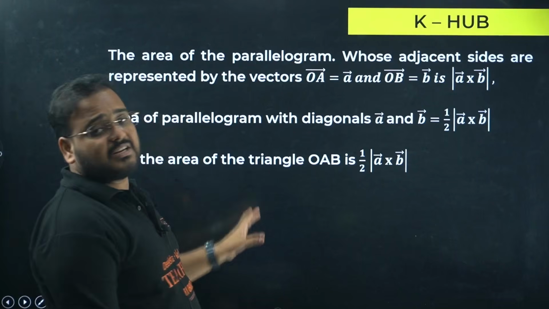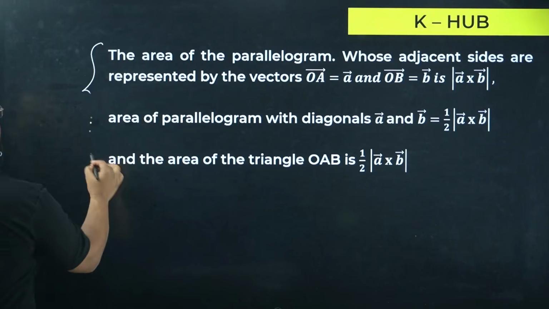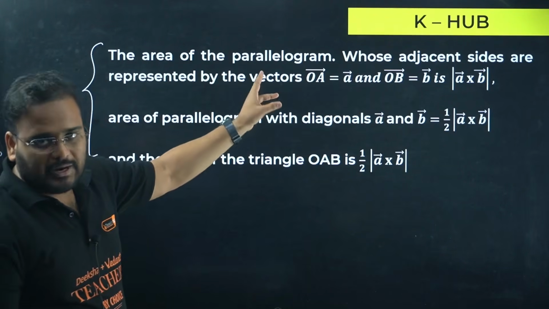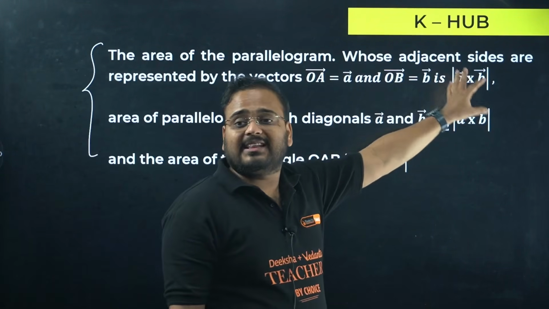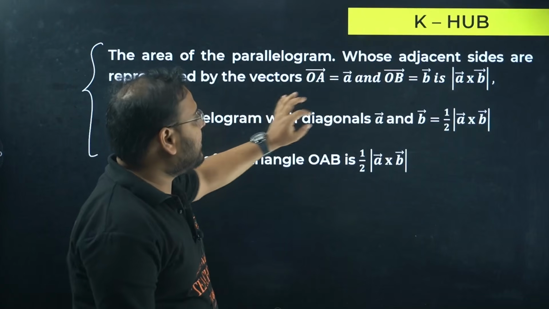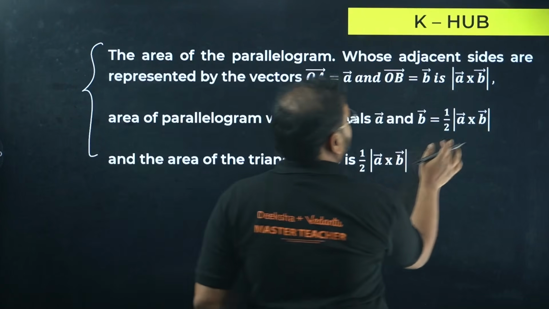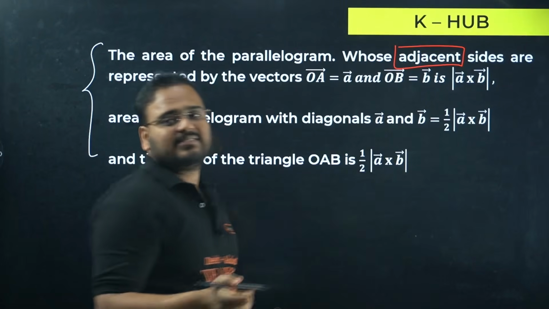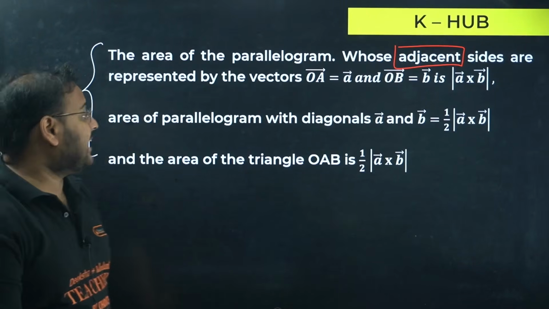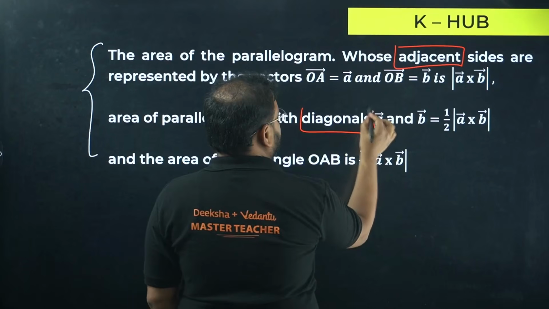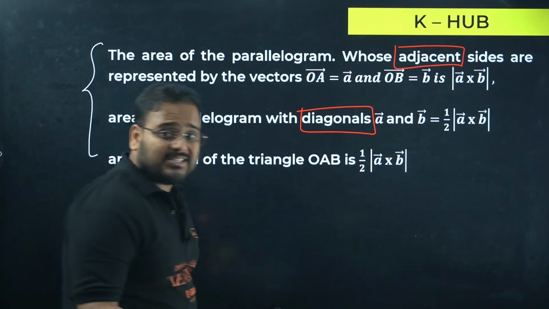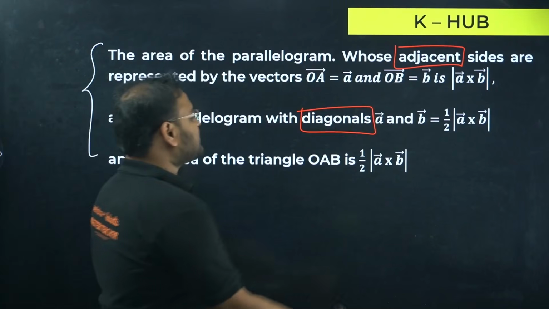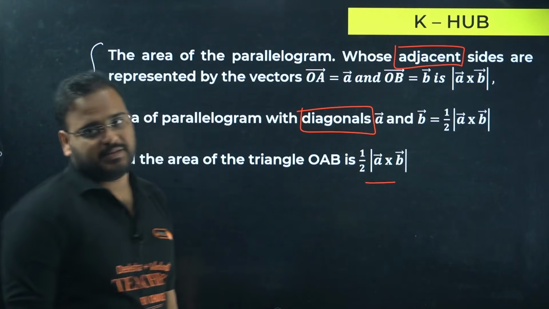Next, the knowledge hub. These are the important questions that come in your KCET. Have you seen these questions? Of course, the area of a parallelogram is given by, if you have two sides known, simply find A cross B and take the modulus of that. If A and B are adjacent sides, then the answer is given by the modulus of A cross B. But if A and B are diagonals, then you have to find the modulus of A cross B divided by 2. The area of a triangle, if A and B are the sides, is half of A cross B.